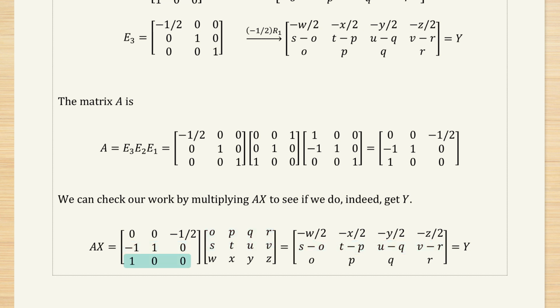The last row of A is 1, 0, 0, which means we're going to put the first row of X as the last row. The first row being OPQR is now the last row, OPQR.